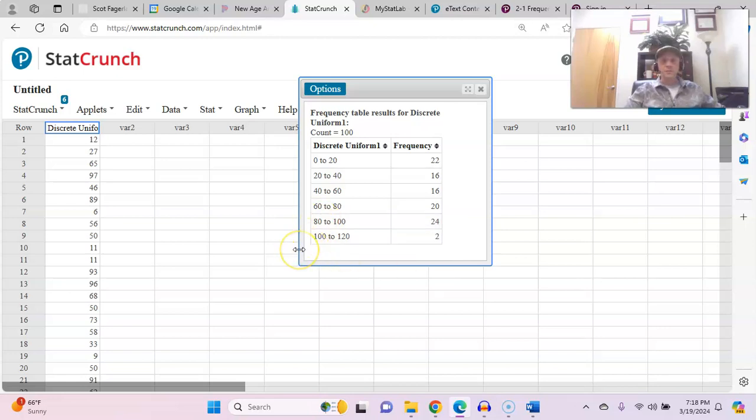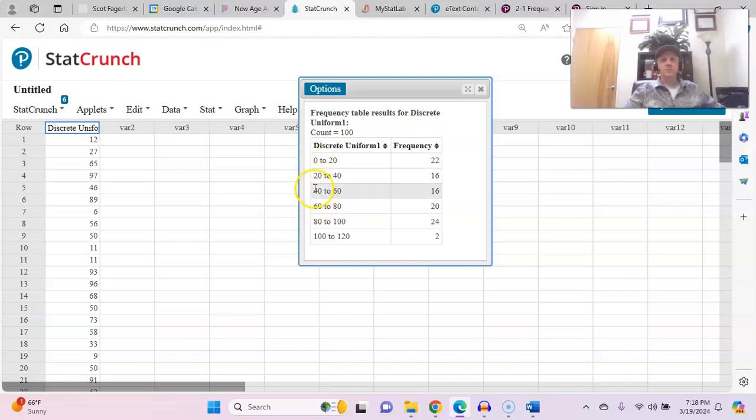Okay, class limits. The class limits are simply the smallest and largest numbers in each class. In this class, the lower class limit is 0, and the upper class limit is 20. The class width is the difference between one lower class limit and the next lower class limit. So it would be, for example, 20 minus 0, which is 20.